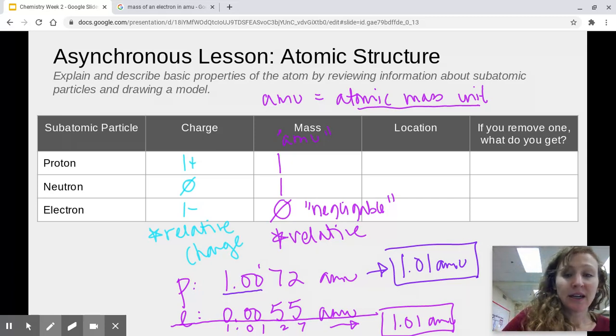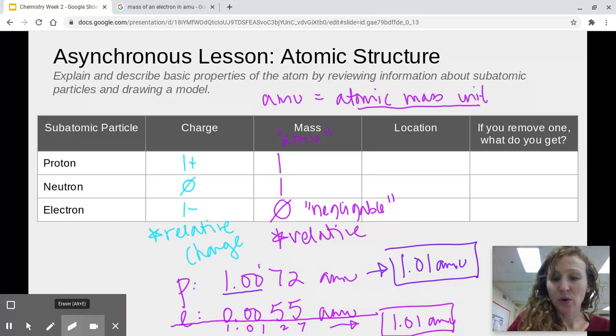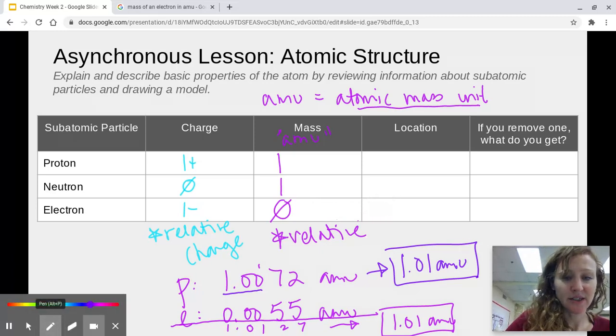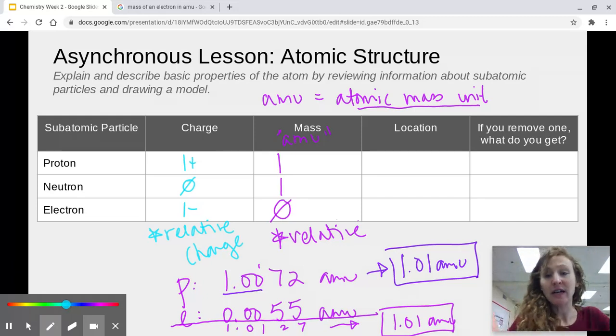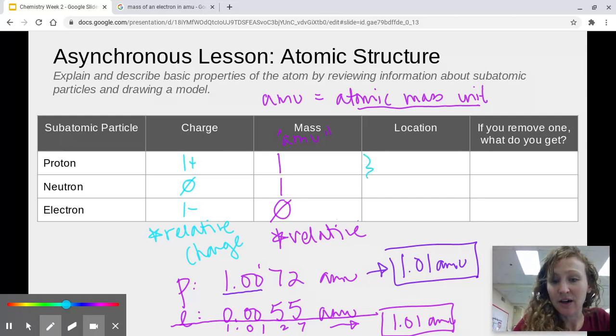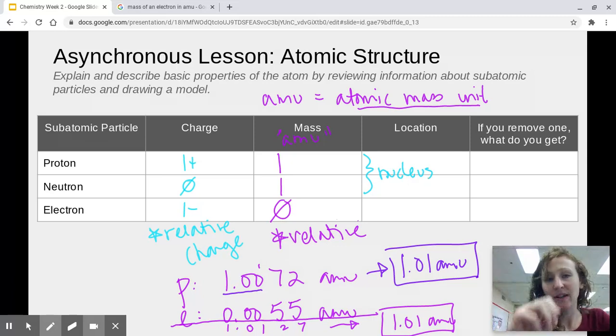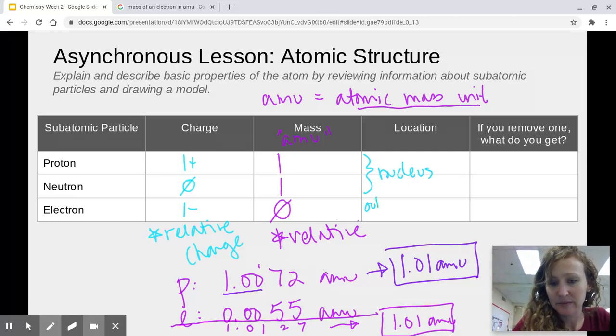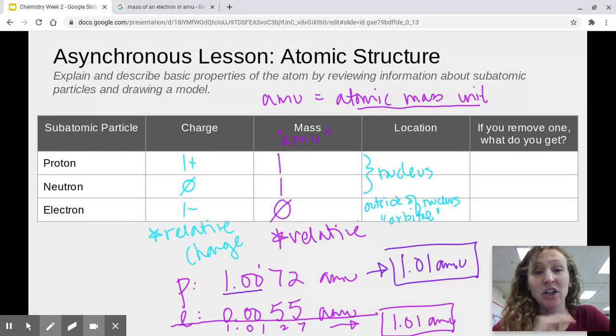Okay. Let's look at location. So when you start talking about electrons, protons, and neutrons, one of the first things you talk about is where they're located. So both protons and neutrons are located in the nucleus, and the electron is located outside of the nucleus, in what we call an orbital. You may have called it the electron cloud before.